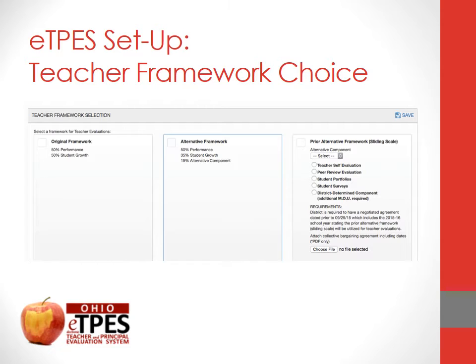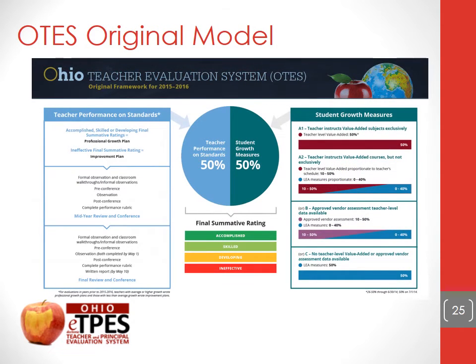Only those districts that had taken advantage of the sliding scale alternative framework in the past can have this choice available to them, and they must still be under the bargaining agreement that was in place when that decision was made. This graphic depicts the original teacher evaluation model, the model that was used in previous school years. As you can see, the middle circle represents that the evaluation is comprised of 50% performance on the standards and 50% from student growth measures. Your district or community school may choose to use this model or framework again this school year.